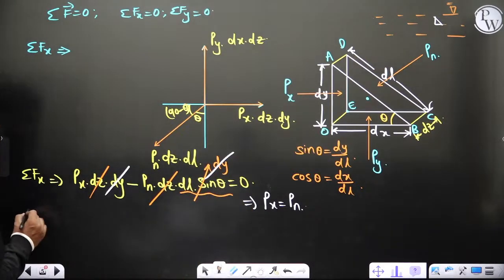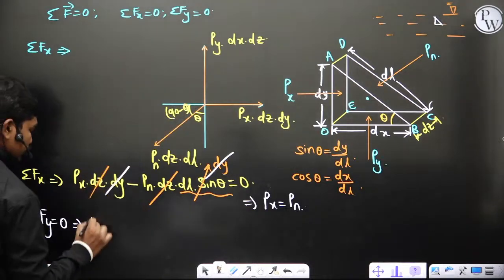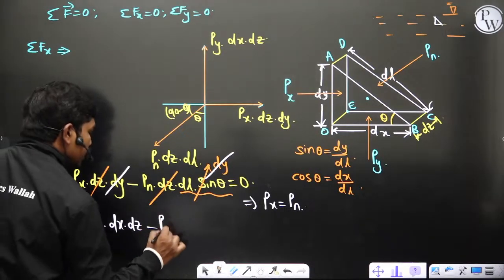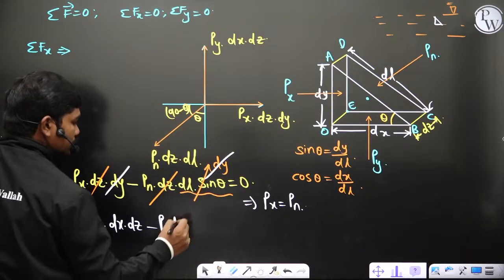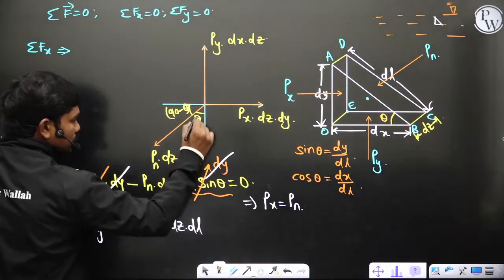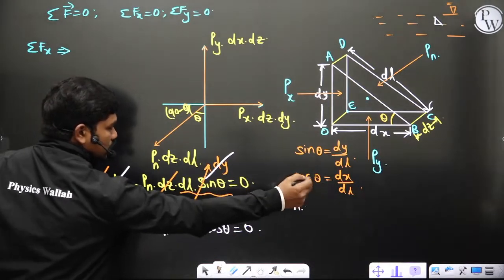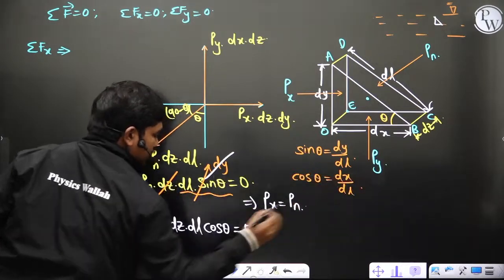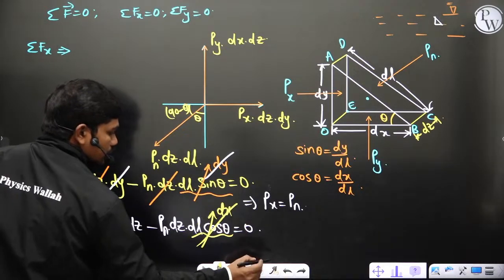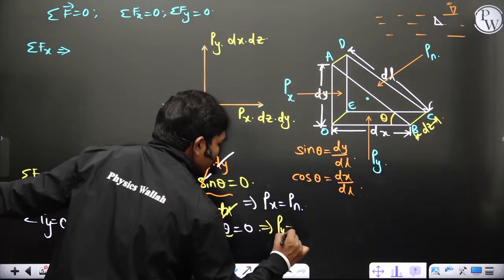Clear? Now if you write sigma Fy is equal to 0, of course. Now you can see this is acting along positive, so py dx dz minus pn dz dl into, in the vertical direction downward, that's why I have taken minus, so this will be cos theta again, is equal to 0, and dl cos theta is nothing but dx. So if you write this as dx, then clearly this dx dz and dx dz get cancelled, so you can also see py is equal to pn obviously.